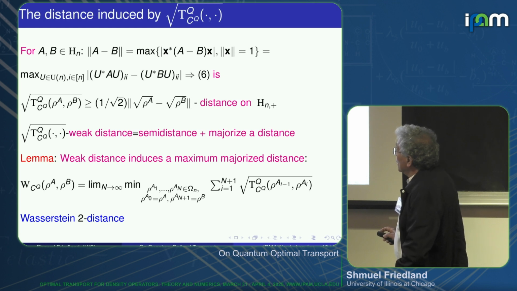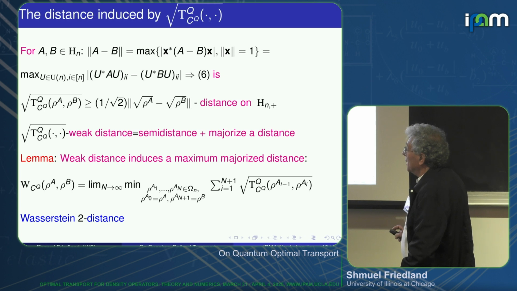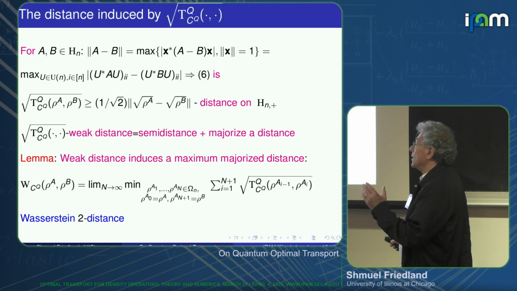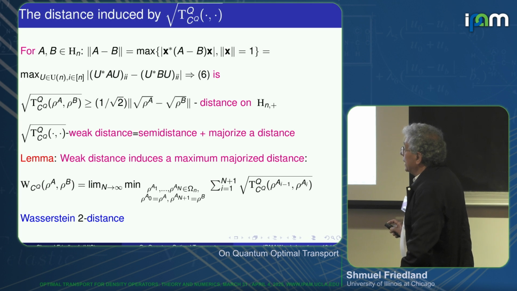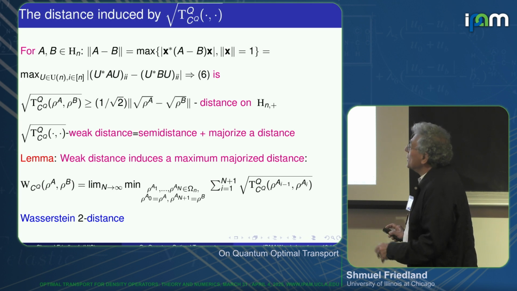But as I said, if you look at this maximum, if you think carefully, this means that this quantity is greater or equal than this one. So the square root of rho A, remember that the square root of rho A is a positive semi-definite matrix, and this is a norm, what's called a Frobenius norm.